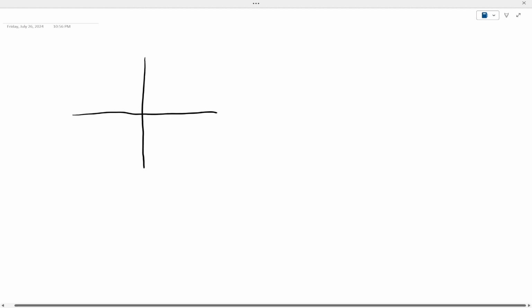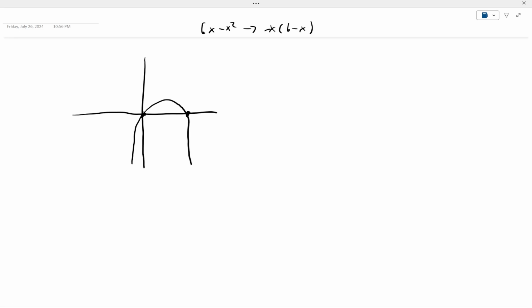To find the x-intercepts of our first curve, 6x minus x squared, that can be factored by taking out x: x times (6 minus x). So let's say this is 6, and it's going to be a negative quadratic, so it's going to be something like this, on the x-axis. The area we're rotating is this, right there.